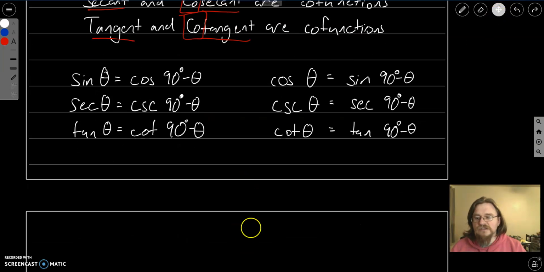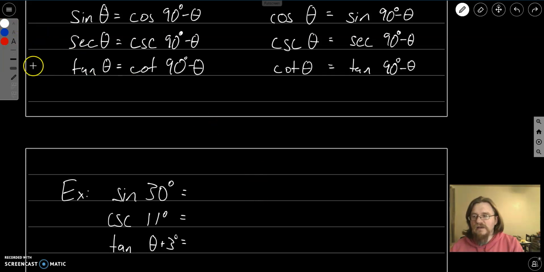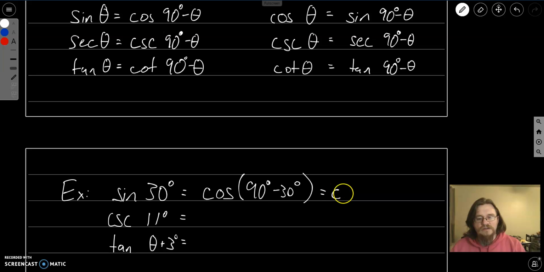Cosine, cosecant, and cotangent. They all play very nicely with complementary angles. So let's just do a couple of examples. So let's say that I have sine of a 30-degree angle. If I wanted to use my cofunction identities, sine and cosine are going to be equal. And what I need is the complementary angle to 30 degrees. So what I'll do is I'll take 90 degrees minus 30 degrees, and I'll get the cosine of a 60-degree angle. 60 and 30 are complementary, so sine of 30 and cosine of 60 are equal.